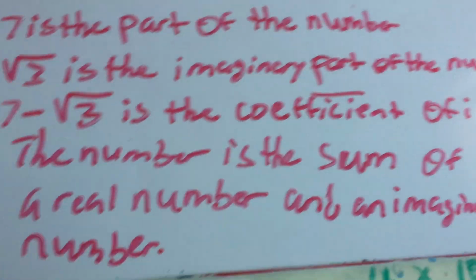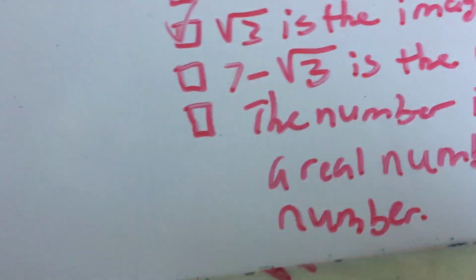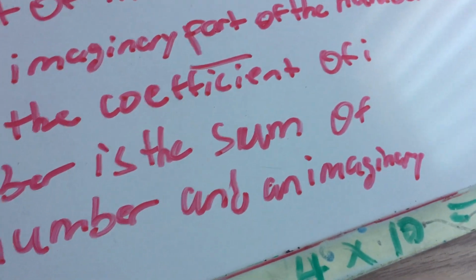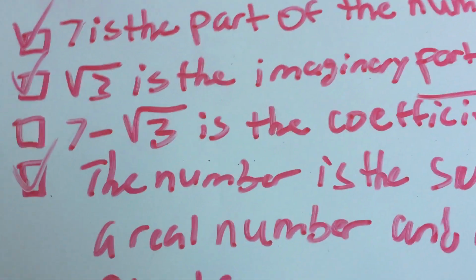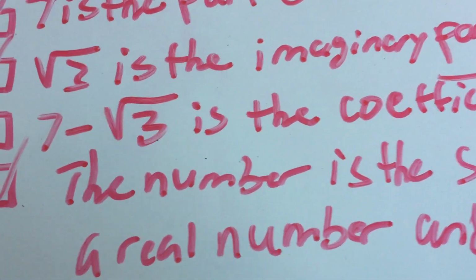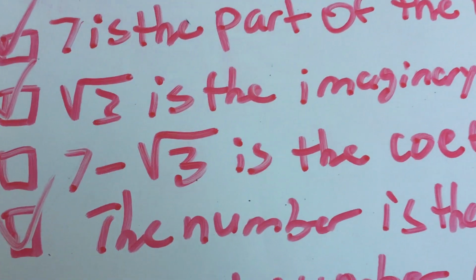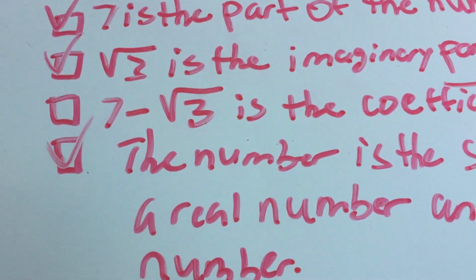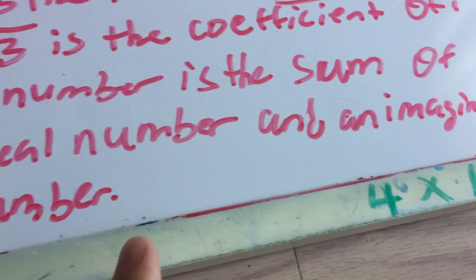The number is the sum of a real number and an imaginary number. Yes, that is true. Yep, because when there's two expressions, it will give you a sum, and it does have a real number and an imaginary number.